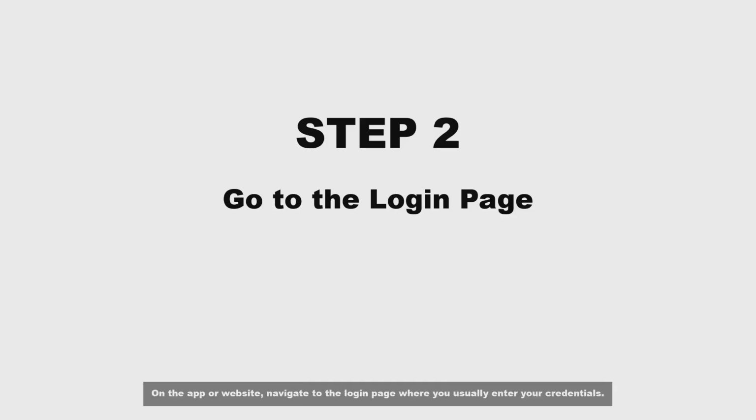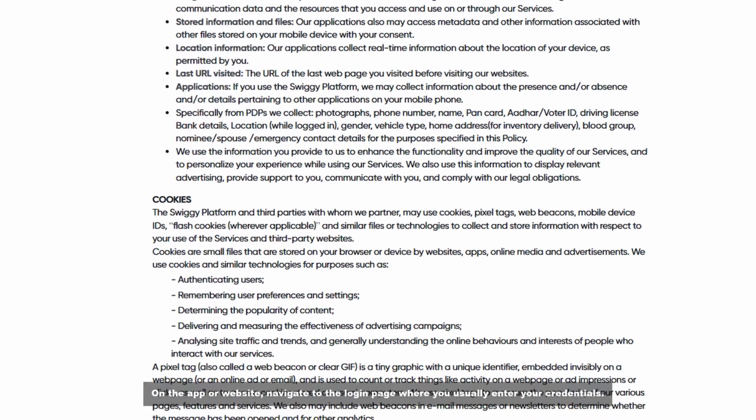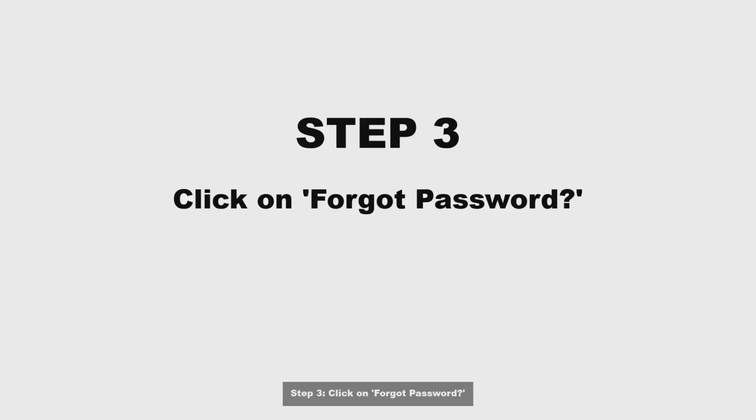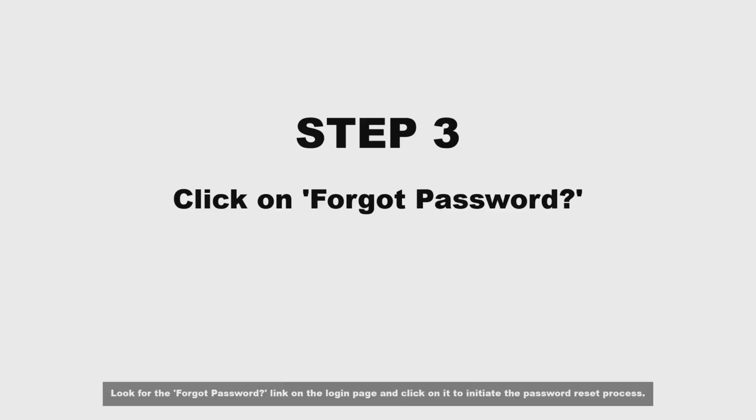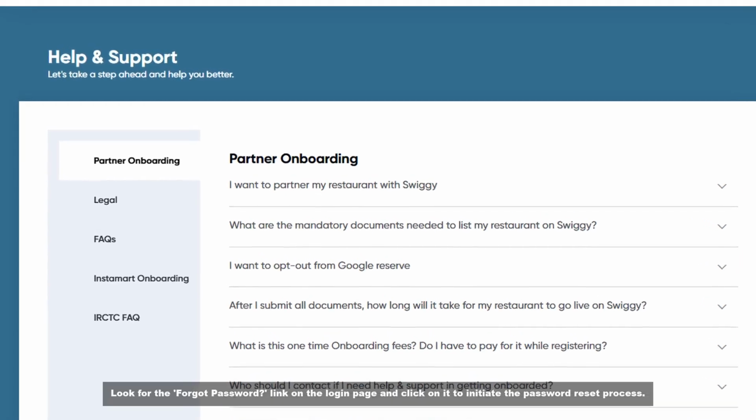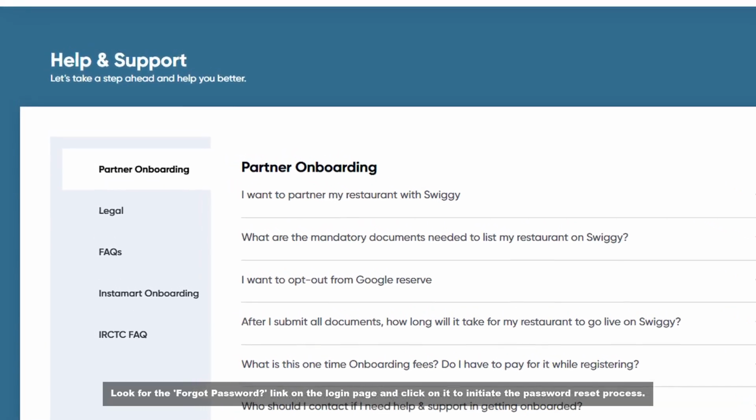Step 2. Go to the login page. On the app or website, navigate to the login page where you usually enter your credentials. Step 3. Click on Forgot Password. Look for the Forgot Password link on the login page and click on it to initiate the password reset process.